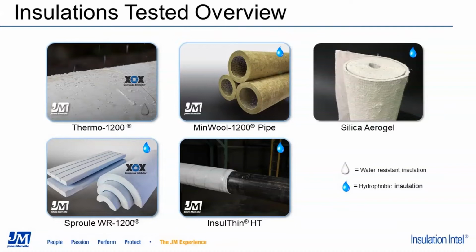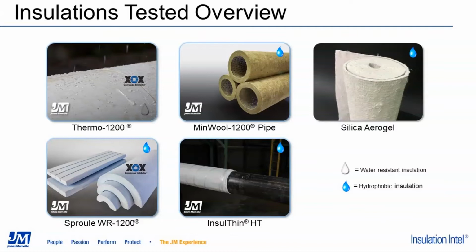The Minwell 1200, the mineral wool-based insulation, unlike the Thermo 1200 and the Sproul WR 1200, it's not a rigid insulation. While it doesn't have the same physical properties of the rigid insulations, due to its flexible nature, it's considered easier to install. It excels in areas that require acoustic performance benefits. It also is water repellent, but does not contain the JM-XOX corrosion inhibiting chemistry.